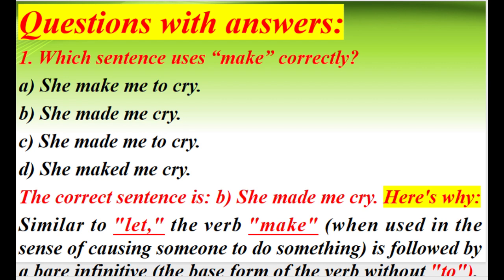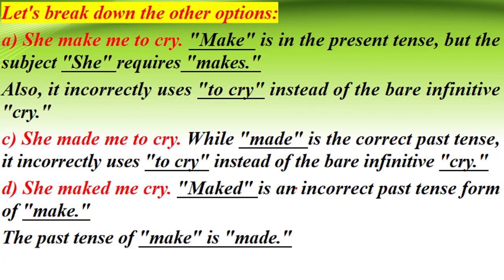Similar to let, the verb make, when used in the sense of causing someone to do something, is followed by a bare infinitive, the base form of the verb, without to. Let's break down the other options. A. She make me to cry. Make is in the present tense, but the subject she requires makes. Also, it incorrectly uses to cry instead of the bare infinitive cry.